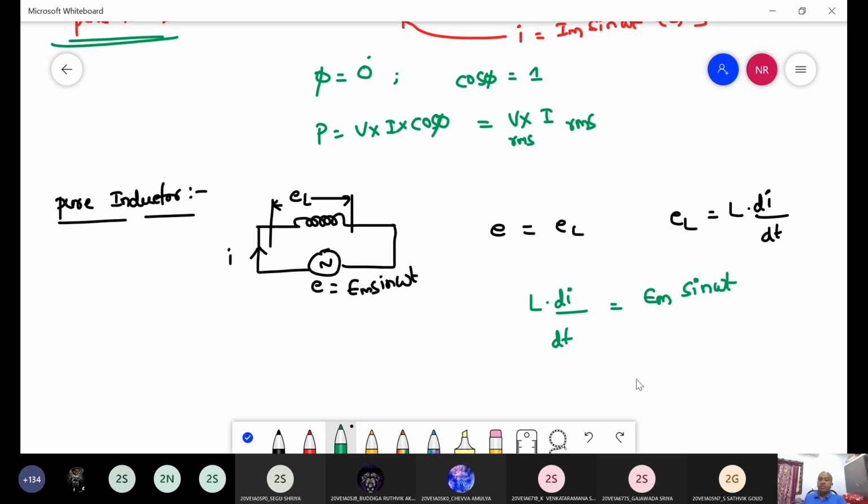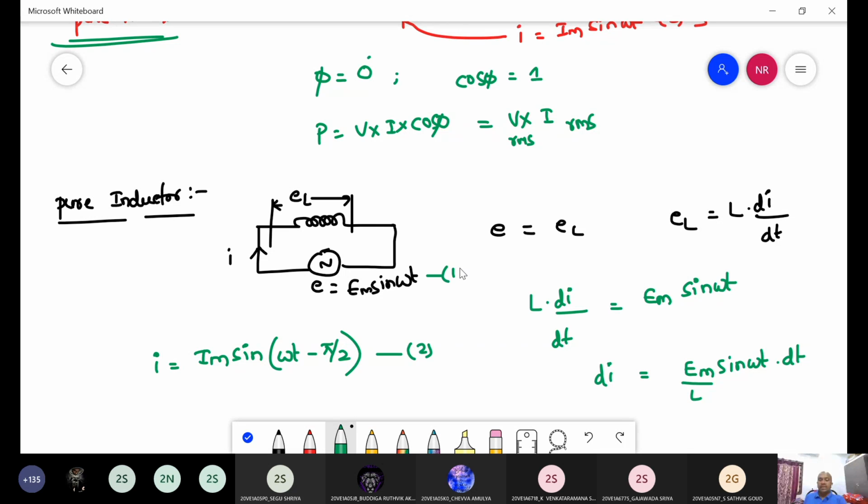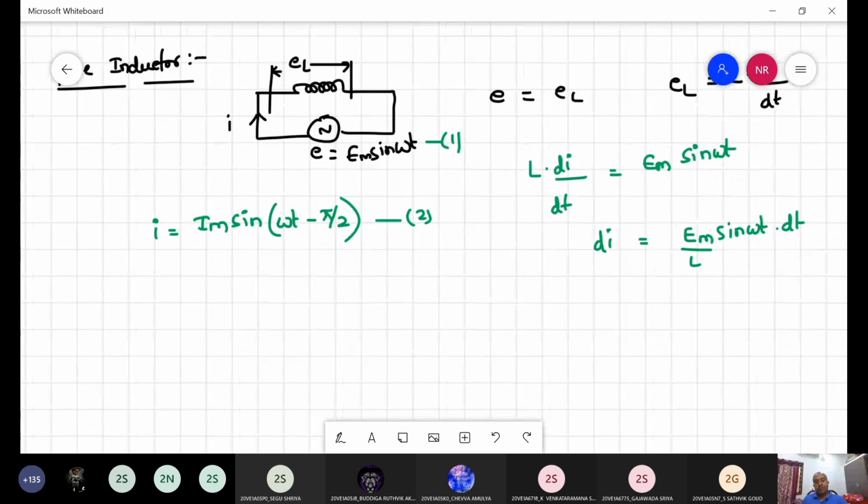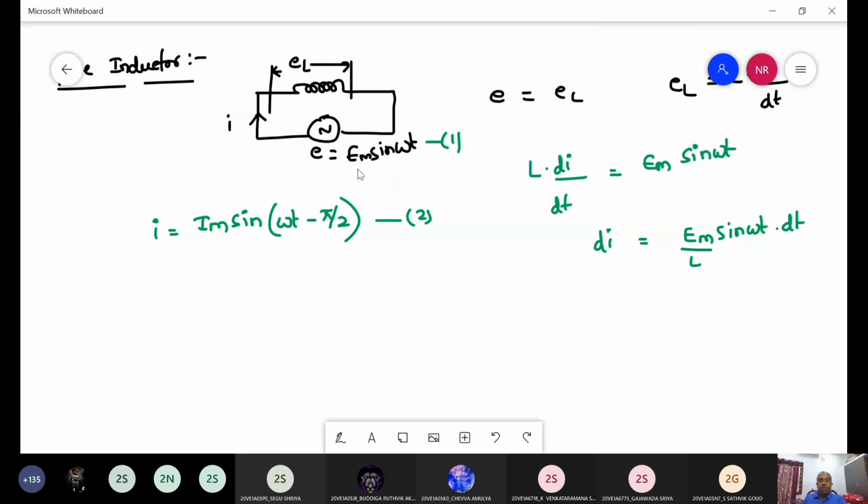From this equation we did the derivation. If we take this dt to the other side, then di is equal to what? di is equal to Em sin omega t dt, and here it is Em by L. So after the derivation, we get that I is equal to Im sin (omega t minus pi by 2). This is equation 2. Here it is equation 1. This is okay. Should I derive the equation again? We have already done the derivation in class. Okay?